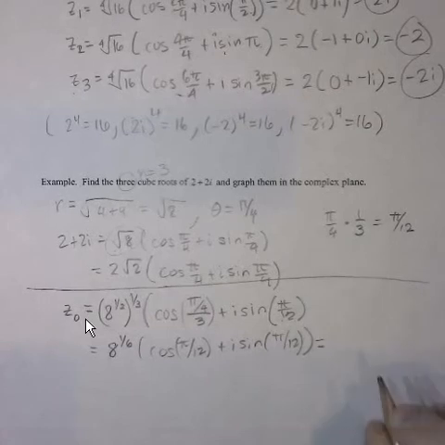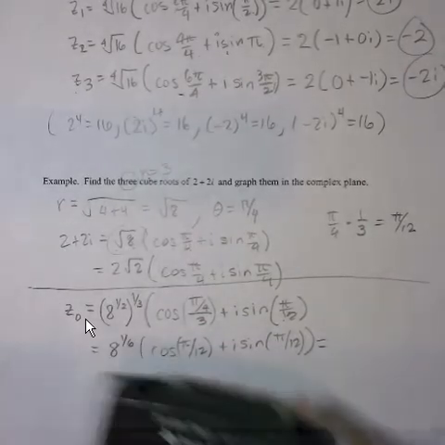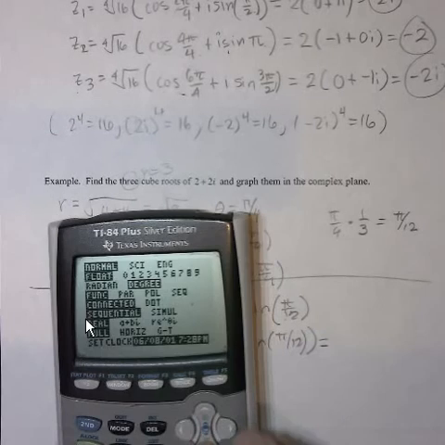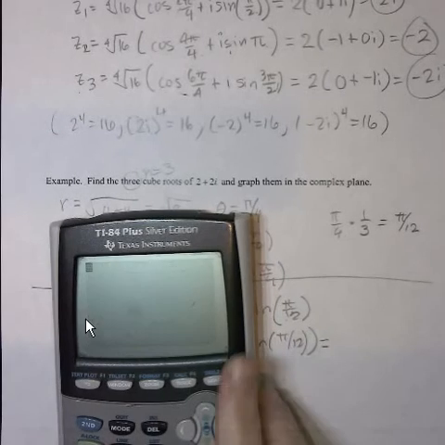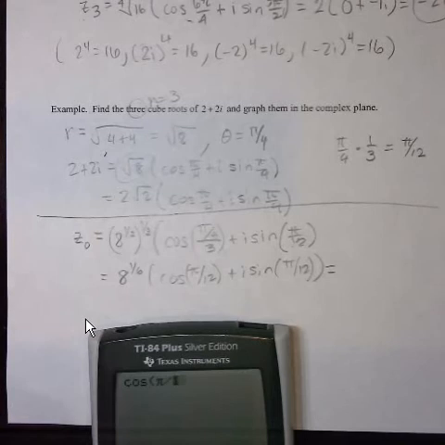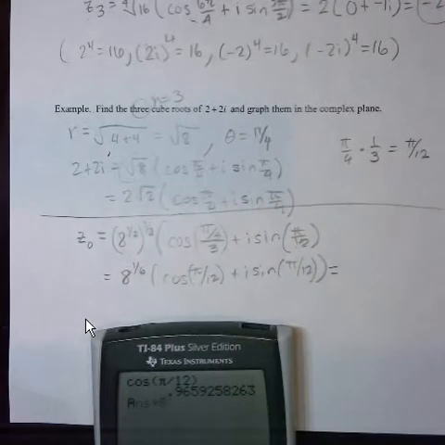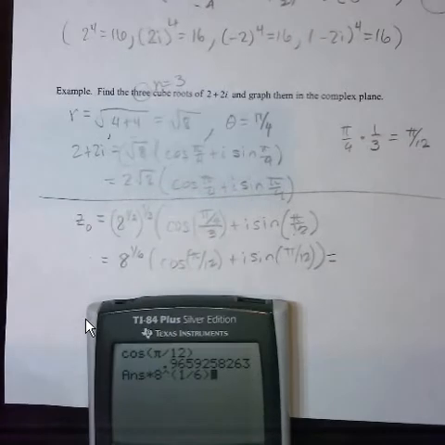Same with 8 to the 1/6. That's not a very nice number either. So one thing I have to do is switch to radians. I'm in degrees, so make sure we're in radians. I'll just put in cosine of pi over 12, and then I would take that times 8 to the 1/6. And so that's about 1.37. I'll just round to 2 places.